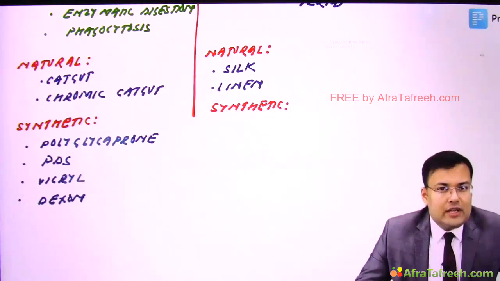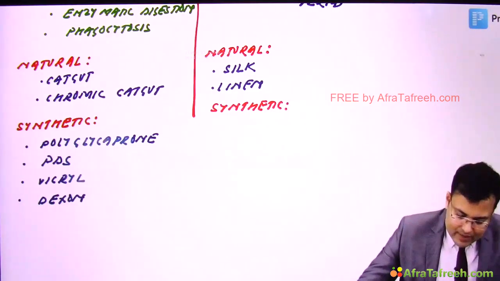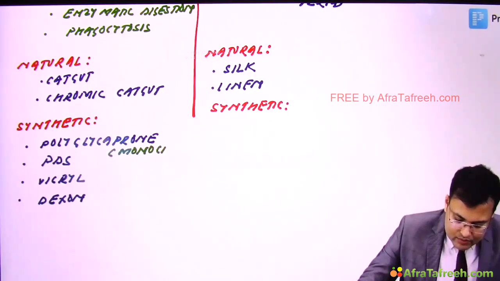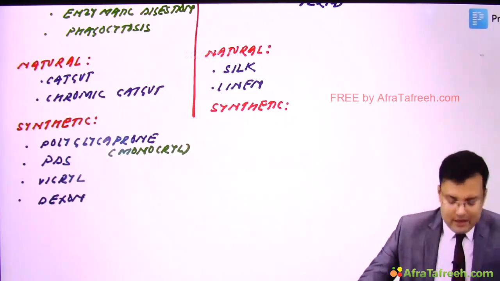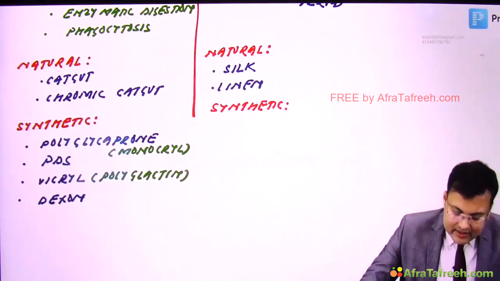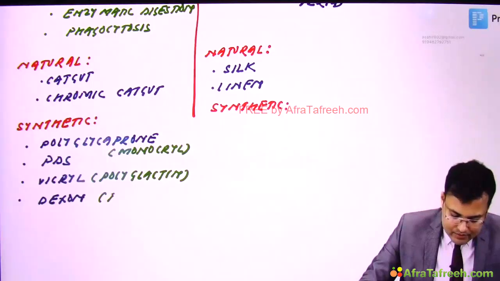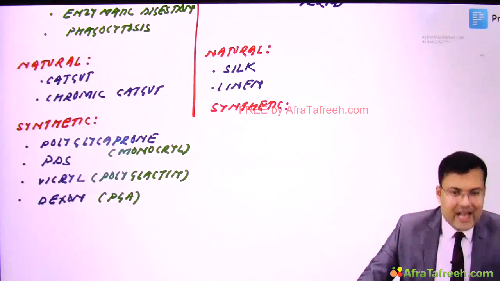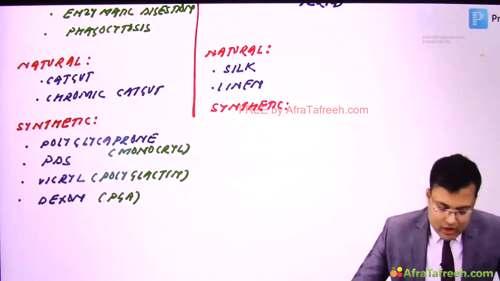Polyglycaprone is also known as monocryl. Vicryl is also known as polyglactin, and dexon is also known as polyglycolic acid. You have to remember the names. So polyglycaprone, the other name is monocryl. Vicryl, the other name is polyglactin, and dexon, the other name is polyglycolic acid. Simple.